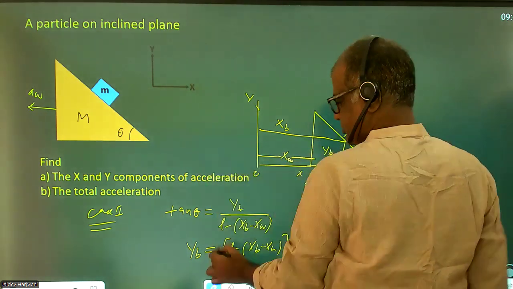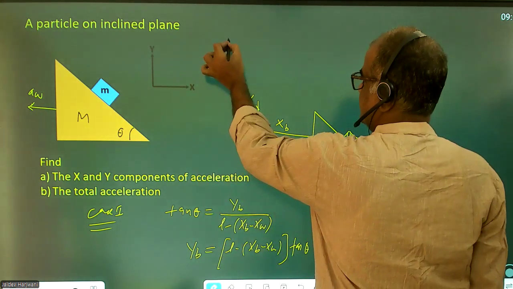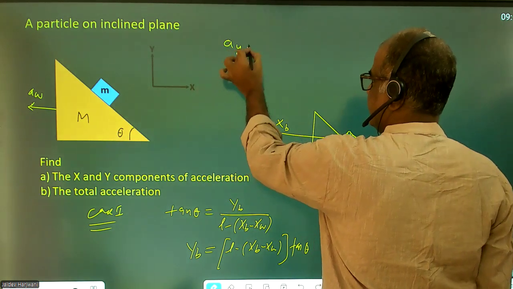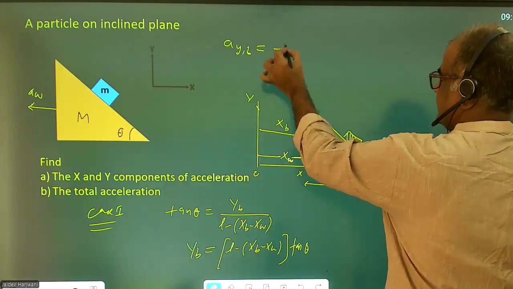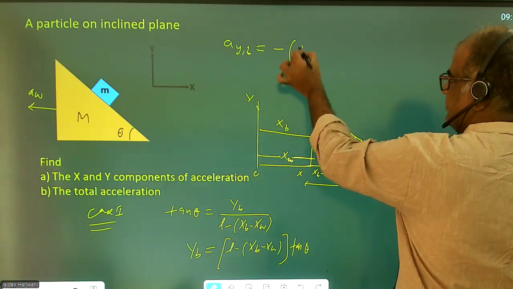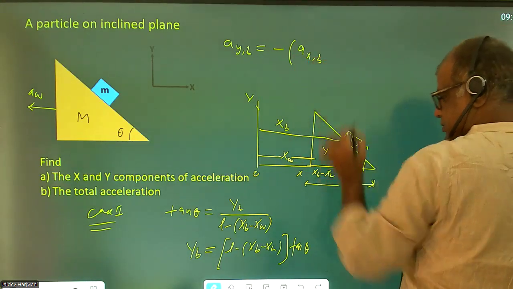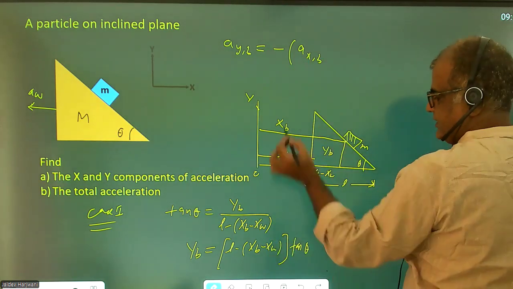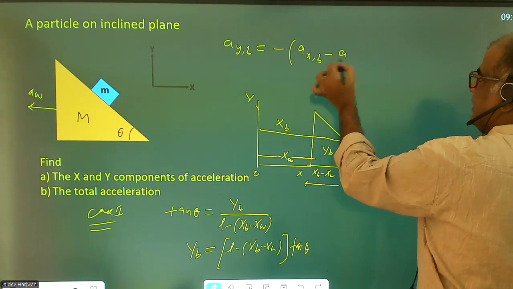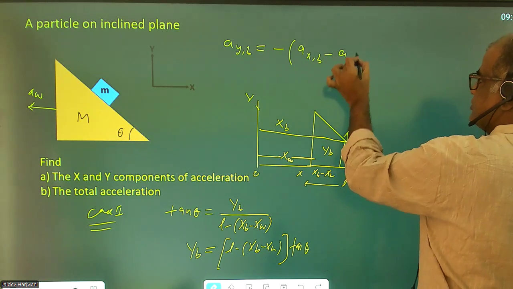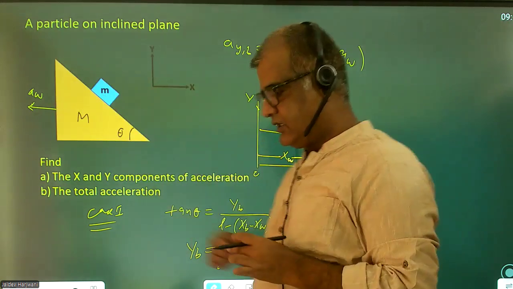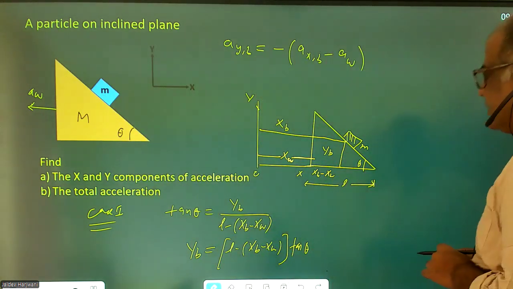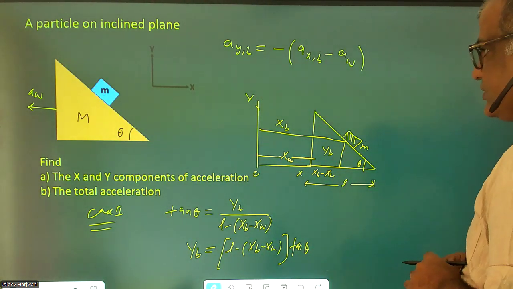this will give me the equation for the y component of block acceleration is equal to minus the x component of block acceleration, and this is the minus acceleration of the wedge. Okay, because the acceleration of the wedge is only in the minus x direction. So this is the equation.